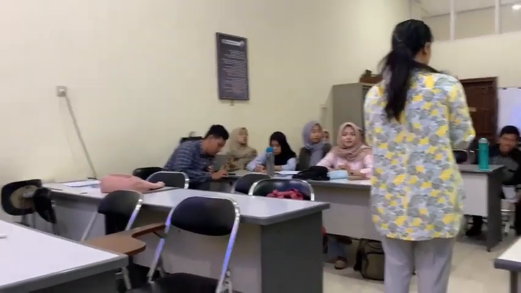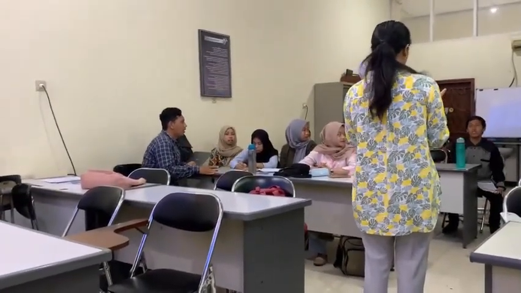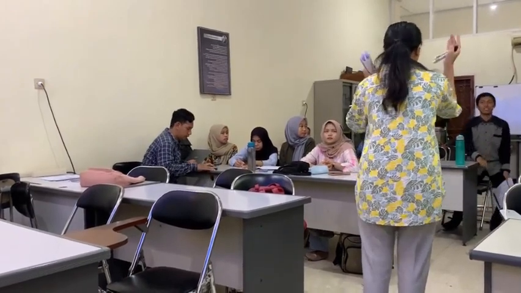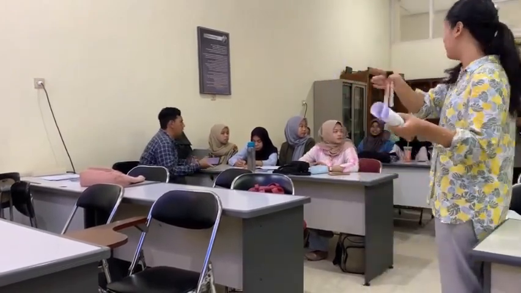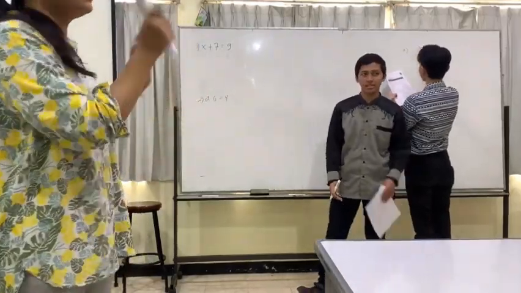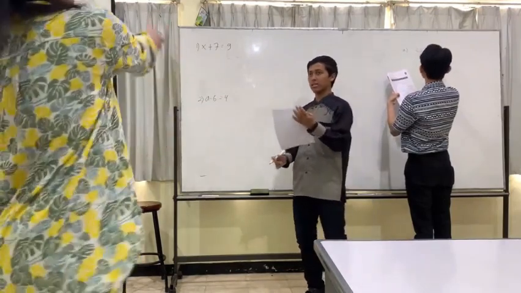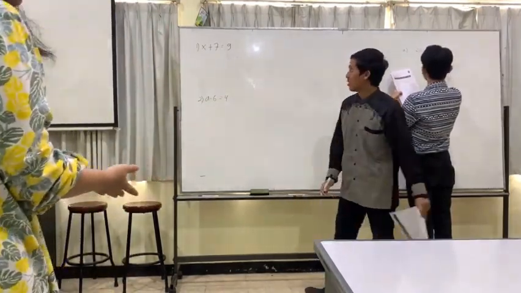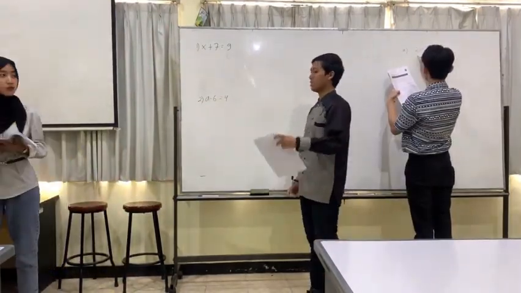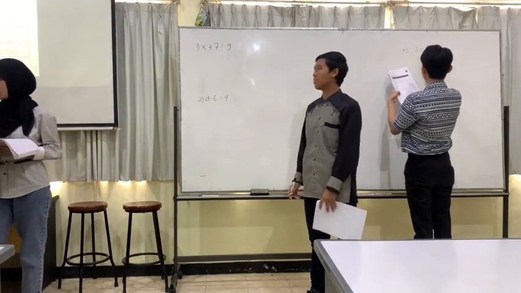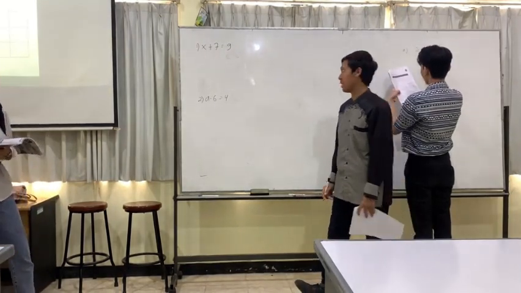Group 3 and 4. One of your members, okay, you can stand. So you can move to the front. Group 3, we will explain the answer and write out the answer. So we can start. The first equation we have x plus 7 equal 9.